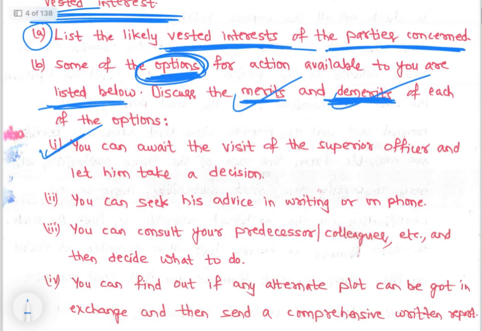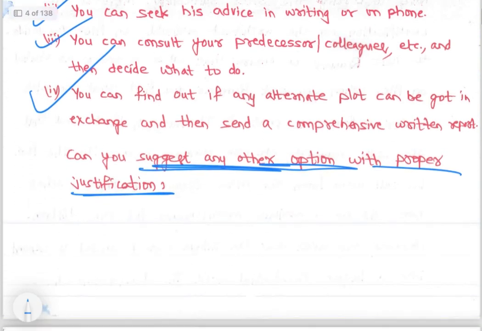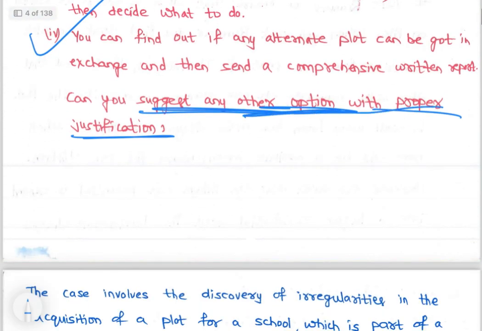Then the questions are given. List the likely vested interests of parties concerned. Then some of the options for action available to you are listed below. Discuss the merits and demerits of each of the options. Can you suggest any other option with proper justification? Right? See, now we have read the case.